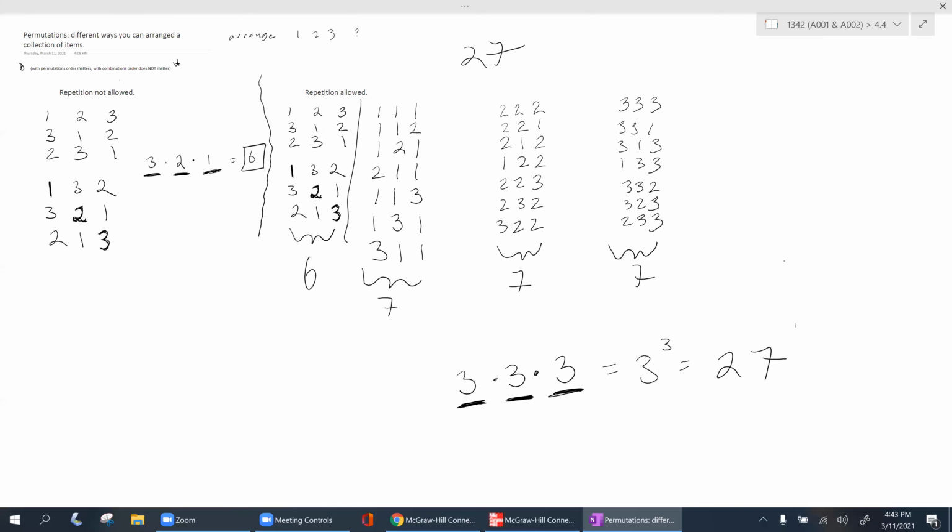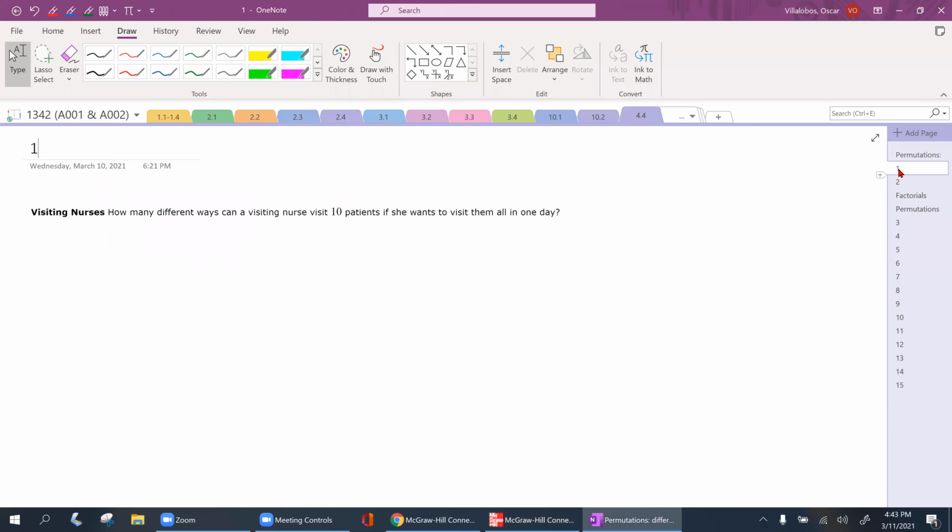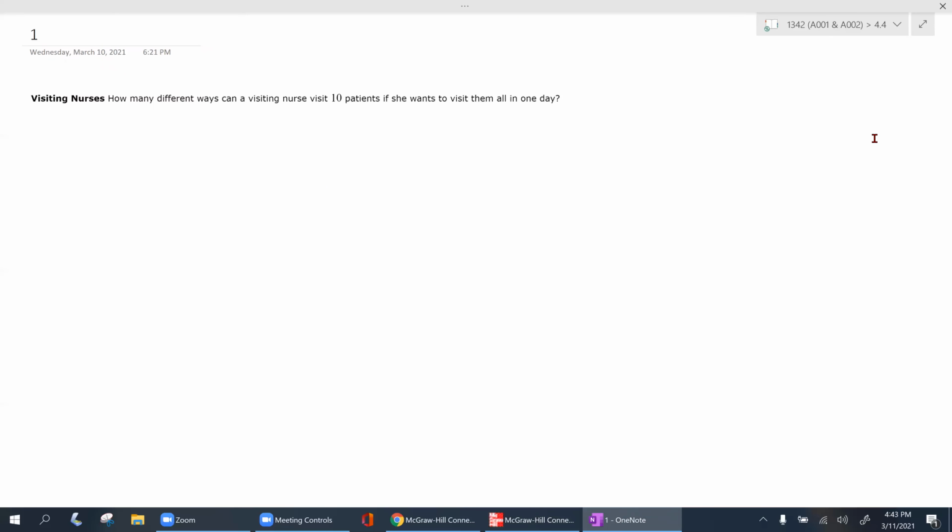All right. So instead of writing these out one by one, we know that now with permutations, we are able to do this depending on whether we have repetition or not. All right. So let's go ahead and move forward to our first example.